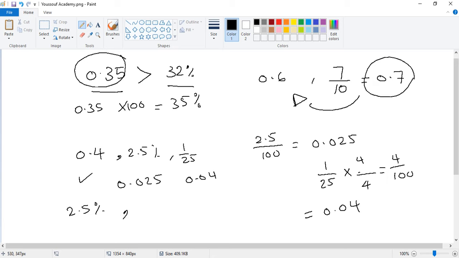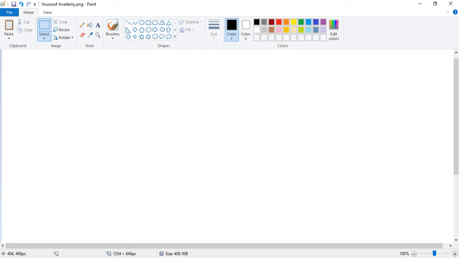After that, 1 over 25 is the second value, and the third value is 0.4, which is the highest number out of the three. This is the way we can put the numbers in order or convert one to another. Now let us move to the next topic.